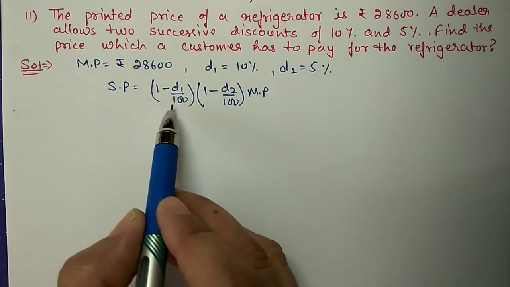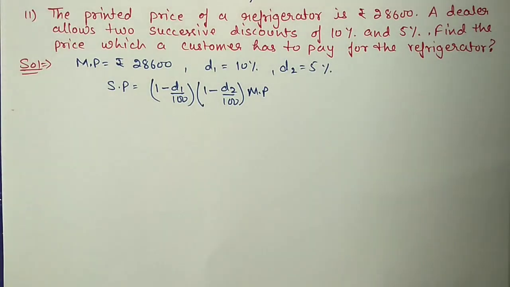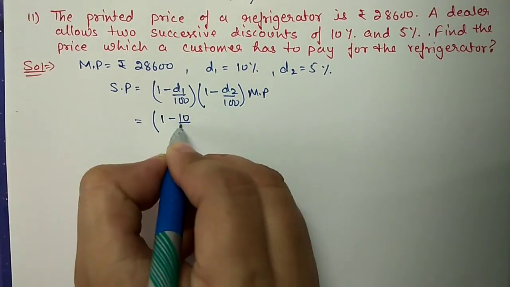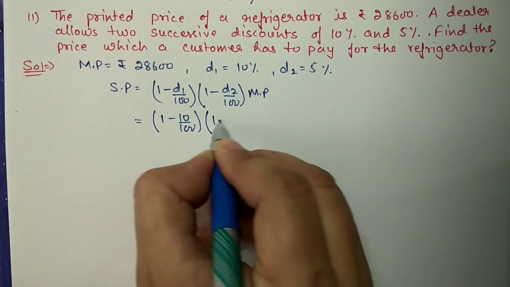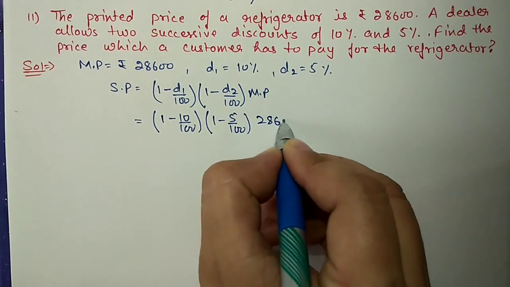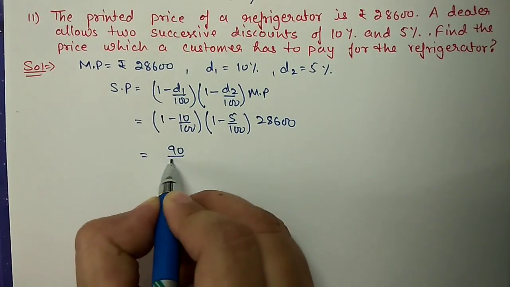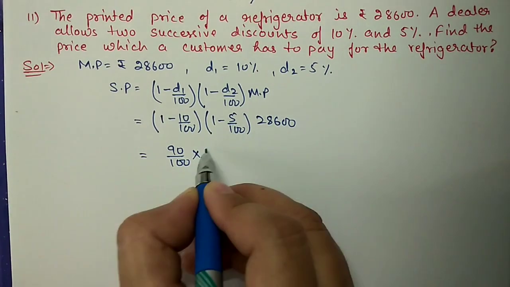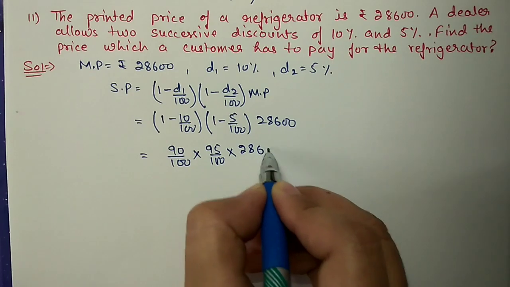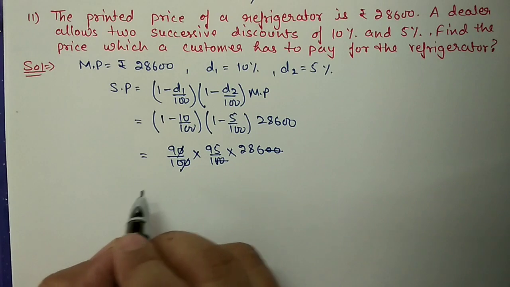So, we will include two brackets here. The first bracket is for the first discount and the second one for the second discount. Substitute values: (1 minus 10 by 100) and (1 minus 5 by 100) into 28,600 rupees. After simplification, we will get 90 by 100 into 95 by 100 into 28,600. Two zeros we can cancel here, and one zero we can cancel here.